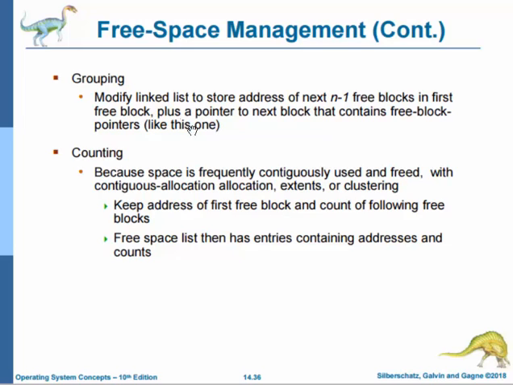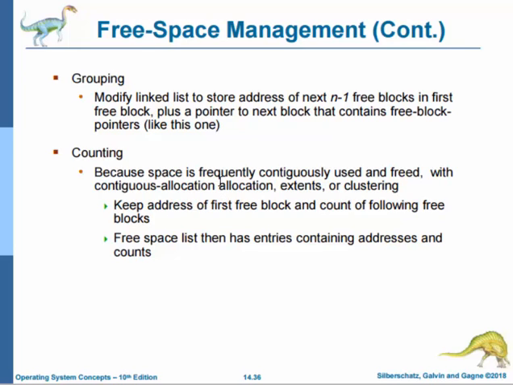Now, a modification of the free list approach stores the addresses of n free blocks in the first free block. The first n-1 of these blocks are actually free, and the last block contains the addresses of another n free blocks, and so on. The addresses of a large number of free blocks can now be found quickly, unlike the situation when the standard linked list approach is used.